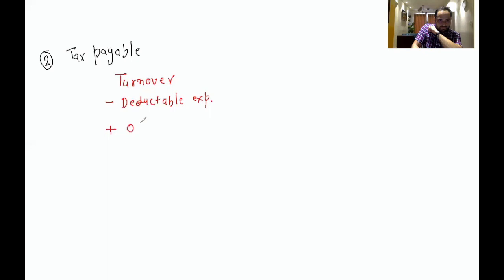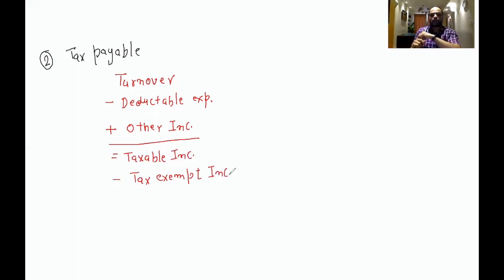plus other income. So that is known as taxable income. Taxable income minus tax exempt income. Tax exempt income is any kind of income on which companies don't have to pay tax. So that's called tax exempt income.